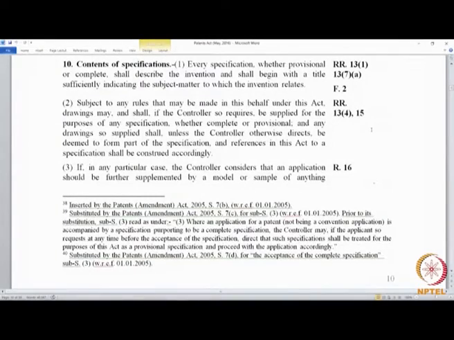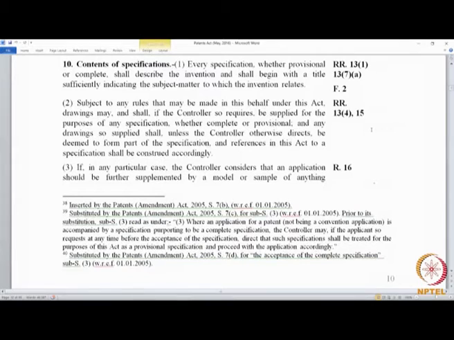In section 9, we had seen the two types of specifications, provisional and complete, and the various instances where a provisional specification had to be followed by a complete and what would happen if it is done, and instances where multiple provisionals could be followed up by one complete, and instances where you could post date the provisional to that of the date of the complete specification.